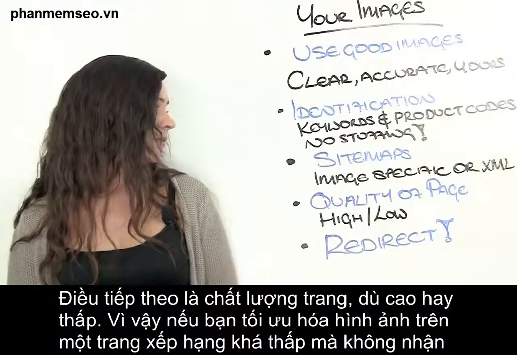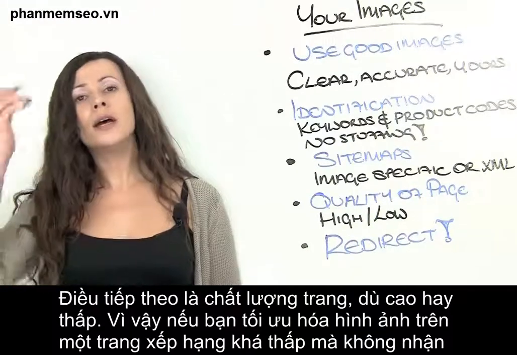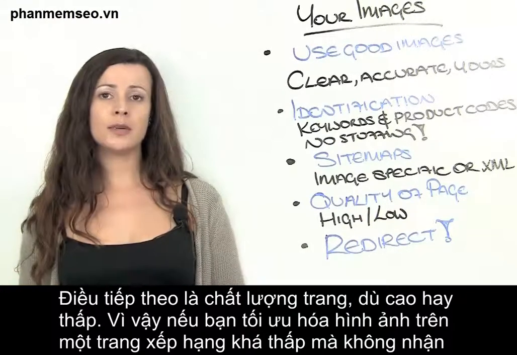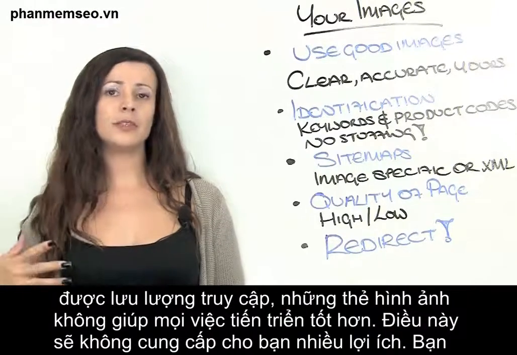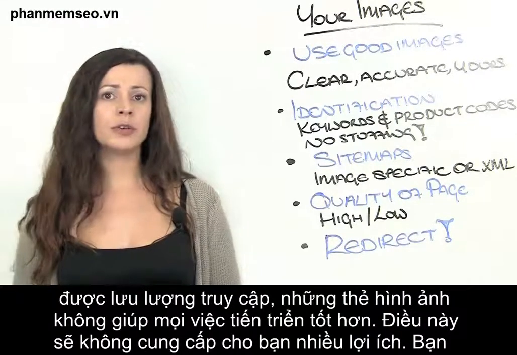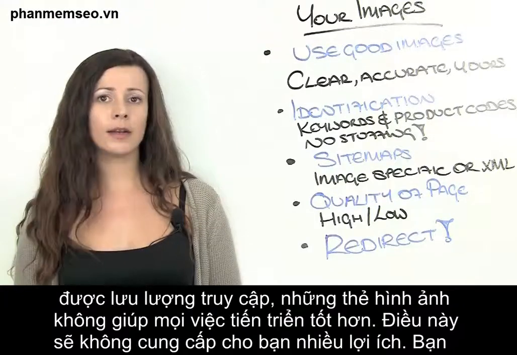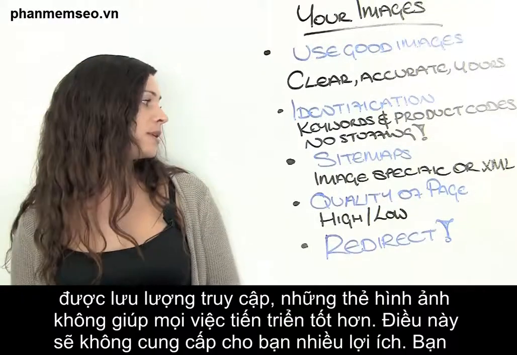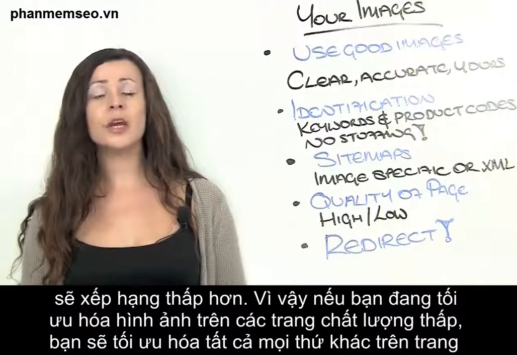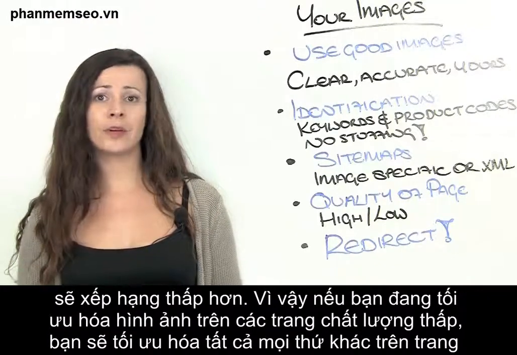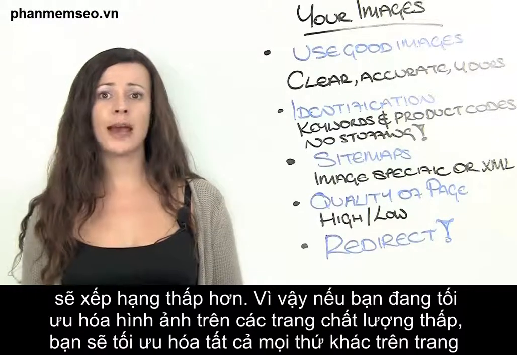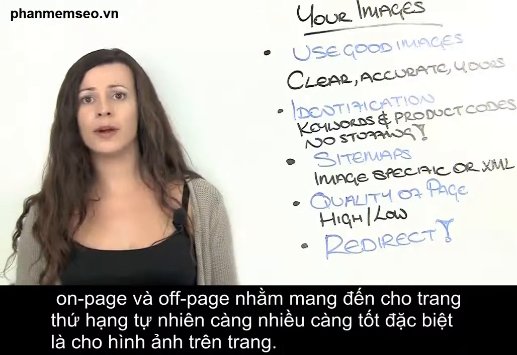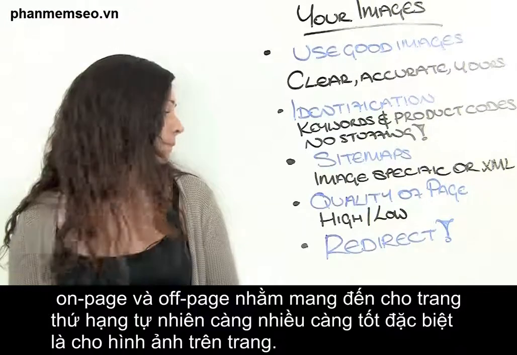Next thing is the quality of the page, whether it's high or low. So if you're optimizing images on a page that's quite low ranking, that doesn't get that much traffic, the image tags alone aren't going to bolster you that much. They're not going to do you that much of a favour. You are going to rank lower. So if you are going to be optimising images on low quality pages, you want to be optimising everything else on page and off page as well, to try and bring it up as much as you can. Obviously for your organic, your normal rankings, but for image search as well.